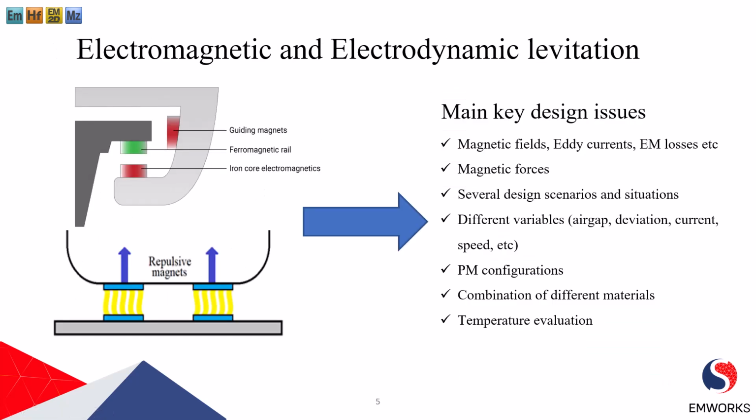In order to design and create an innovative and efficient electromagnetic and electrodynamic levitation system, you may need to solve and overcome some key design issues. Computing the magnetic fields will help to evaluate and identify the saturation of the steel that you use in your system. Calculating the eddy currents also helps you to evaluate some of the generated forces and also the electromagnetic losses like eddy current losses, ohmic losses, core losses, and so on. So this can help you to evaluate forces, saturation, and losses.